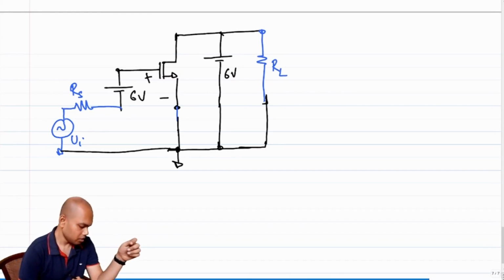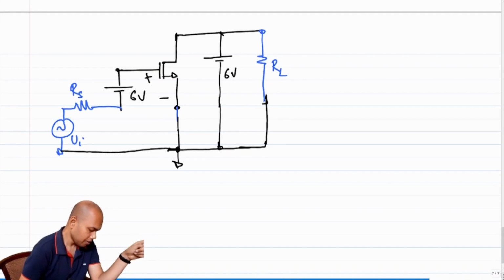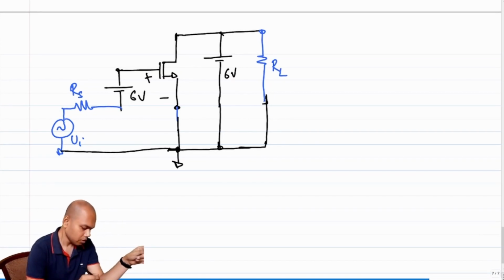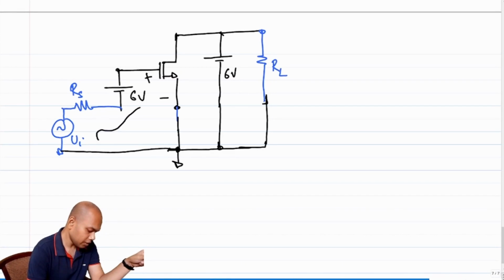Okay, so what do you think? Will this work? So what is the gate voltage now? So what is the current in the input loop? What is the current in this loop?